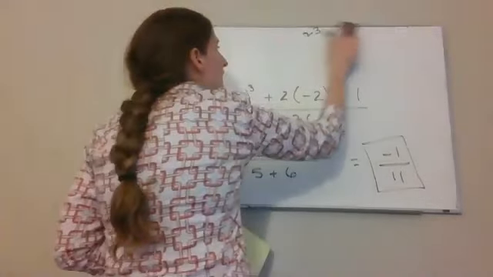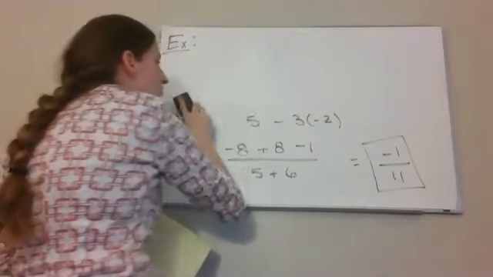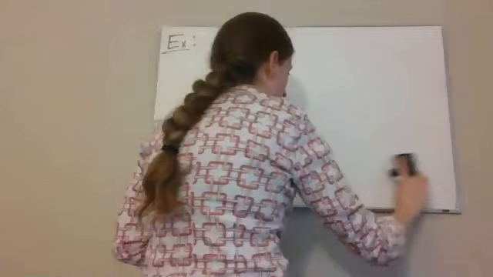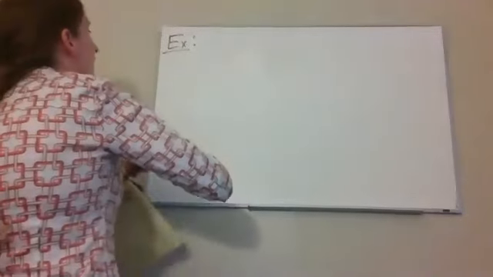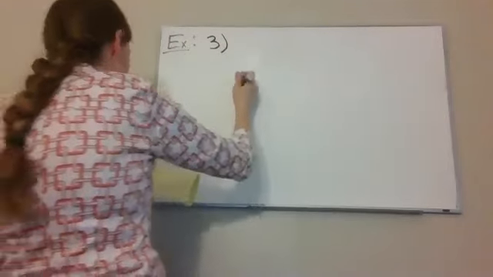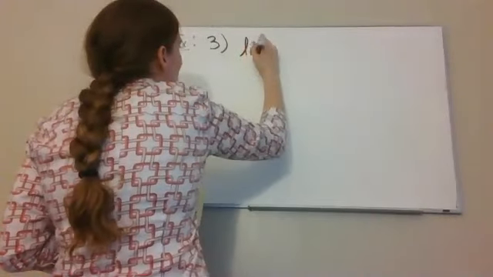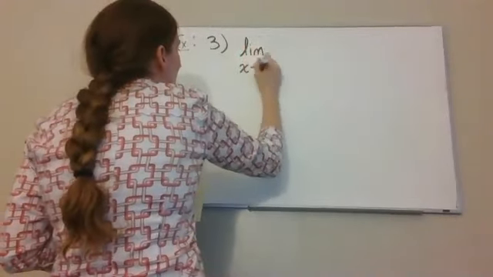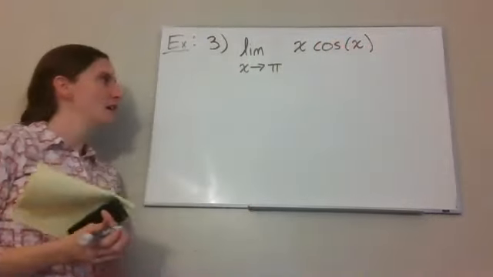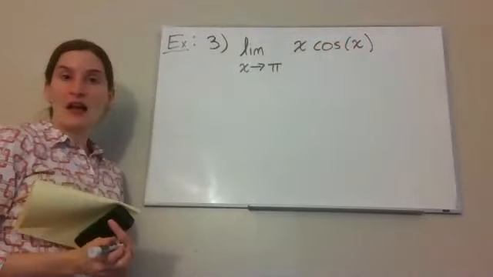Let's do one last example with direct substitution. And this example is going to involve some trig. So we have a limit as x approaches pi of x times cosine of x. So again, I'm just going to try to plug that pi in and see what happens.